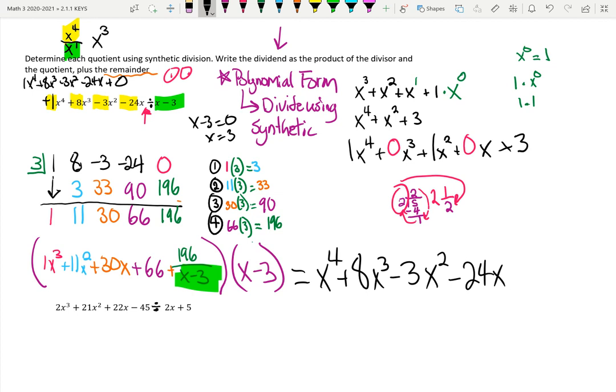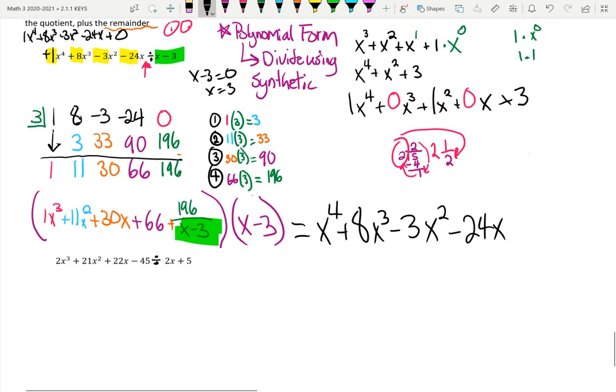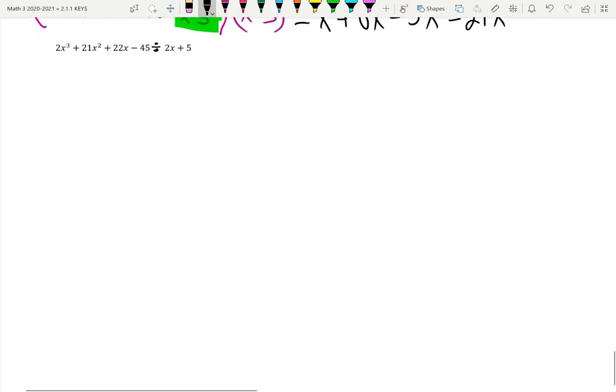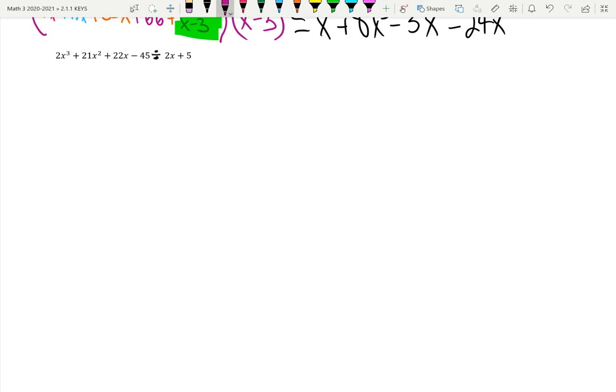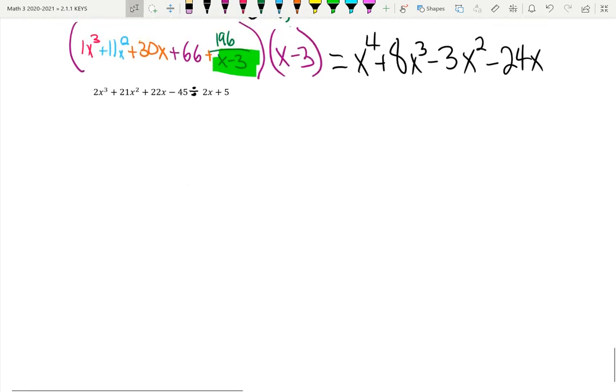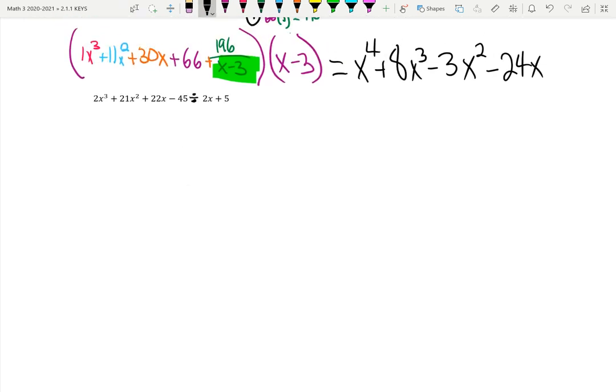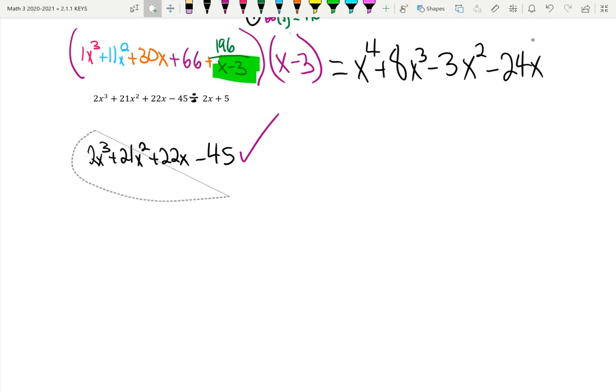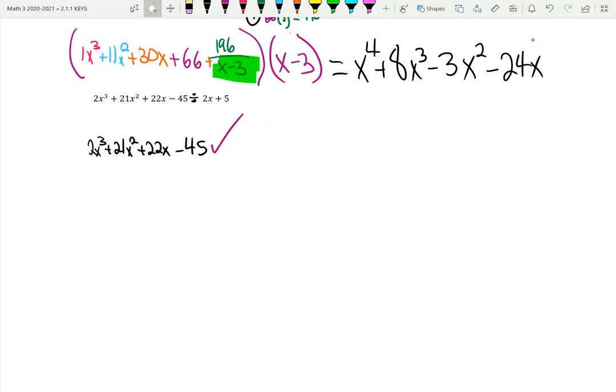All right, the second synthetic division is going to be very similar. This time we're going to go a little quicker. Synthetic division. First thing to do is convert it into polynomial form. So I ask myself, is it in polynomial form? I see that 2x to the third is how I'm starting it, 21x squared plus 22x minus 45. It is good to go. It is in polynomial form. This is the first thing I do as a check.